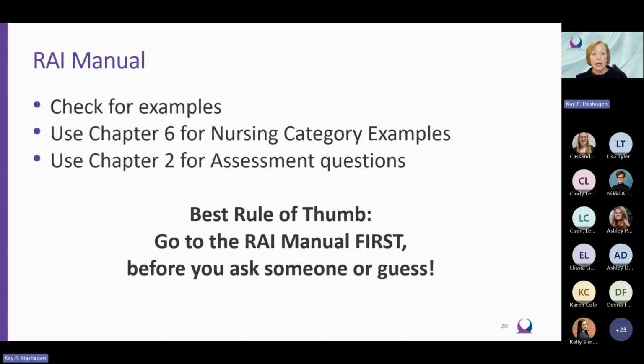And of course, the RAI manual is really our Bible for MDSs. I think it's important to remember to check the examples. I have chapter 6 printed out because that's where all the nursing examples are. And of course, we always go to chapter 2 for assessment questions. Really, the best rule of thumb here is go to the RAI manual first before you ask someone or guess.